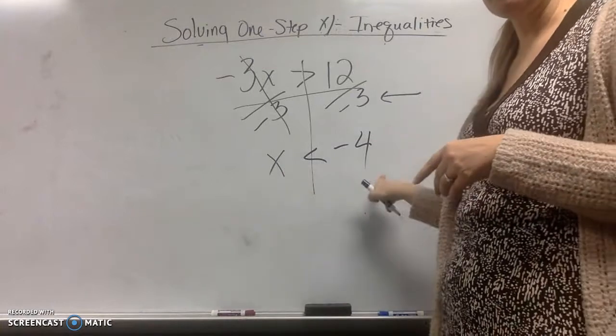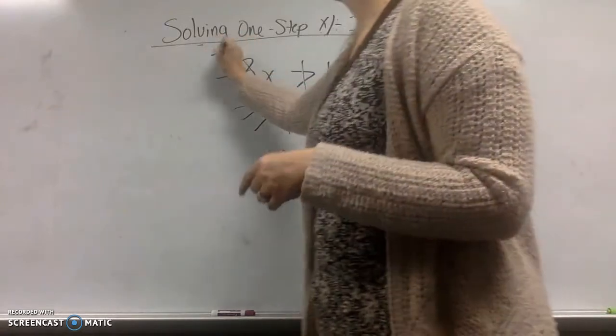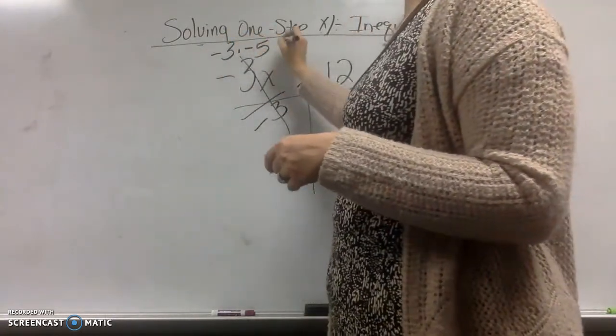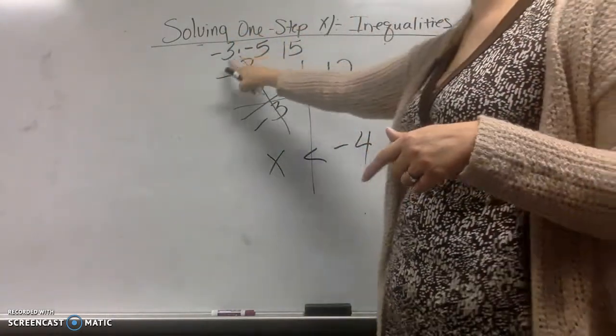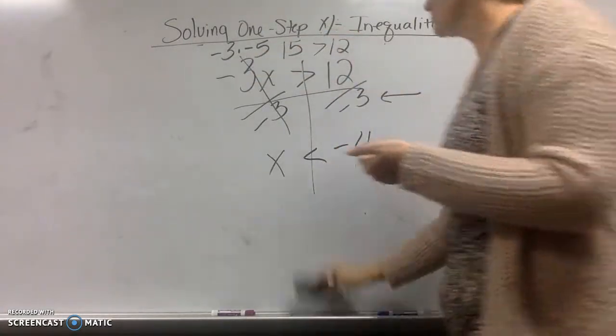So I need to pick a number that is less than -4. If I pick -5, -3 times negative 5 is a positive 15, because a negative times a negative is positive. So it does end up being greater than 12, and it checks out.